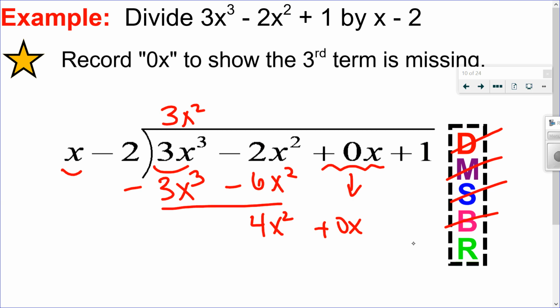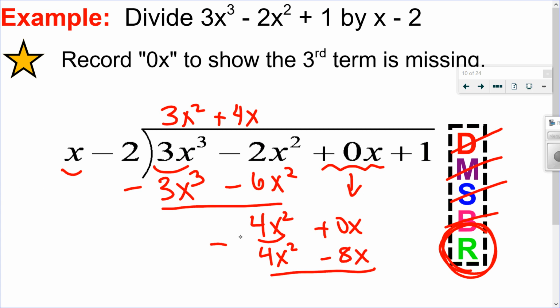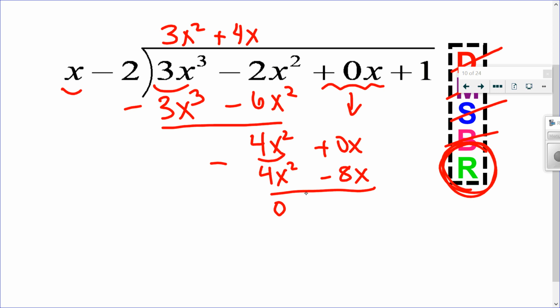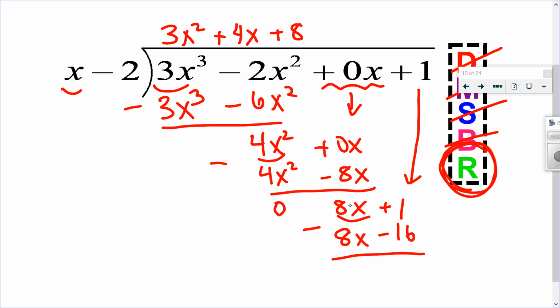So I just continue and I repeat until remainder. So 4x squared divided by x is 4x. Multiply 4x times x, 4x times negative 2. And then I subtract. So I have 0 here. And then 0x take away a negative 8x is just positive 8x. And then I'll bring my last term down here of 1. So 8x divided by x is 8. And then I multiply and subtract. 8x take away 8x is 0. 1 take away a negative 16 is a remainder of 17.